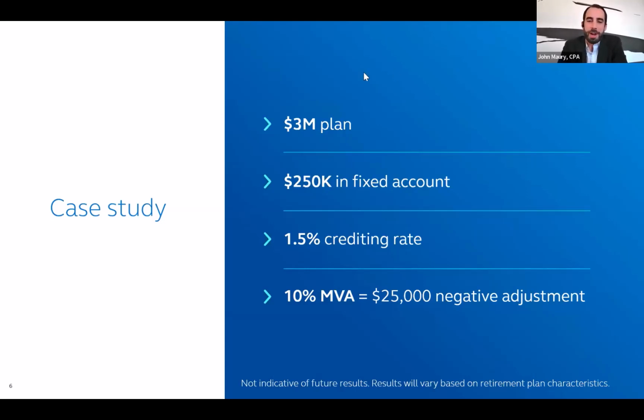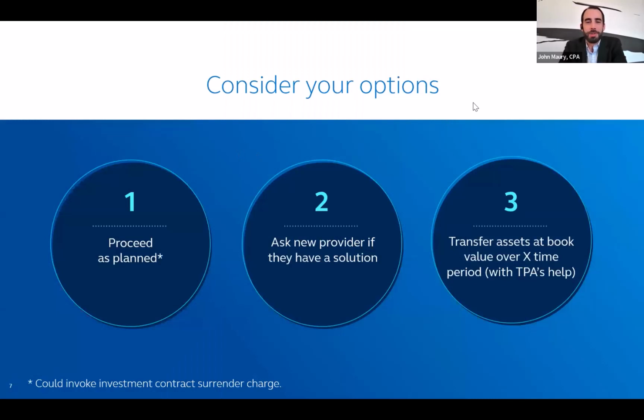So once this scenario arises, you've got to figure out the best way to sidestep this issue or deal with it. Let's walk through some of the options you have to work through with the plan sponsor. The first one is proceeding as planned. Sometimes, if the market value adjustment isn't significant, they may say this is fine, we're not that worried about it, we're going to move on.